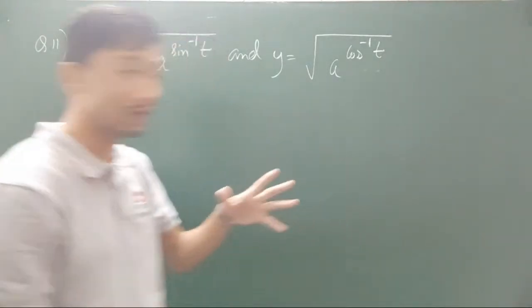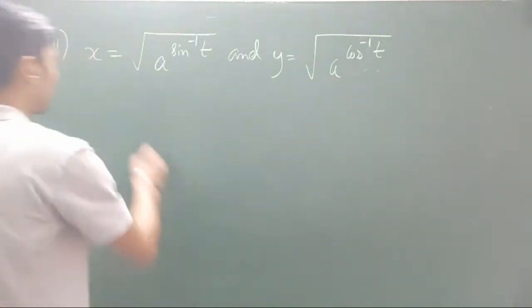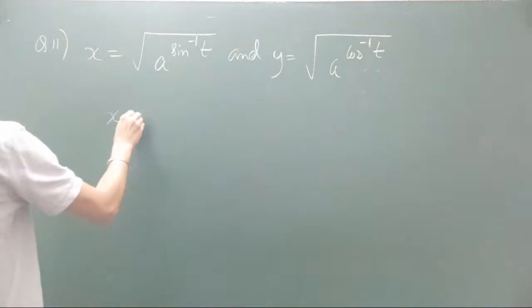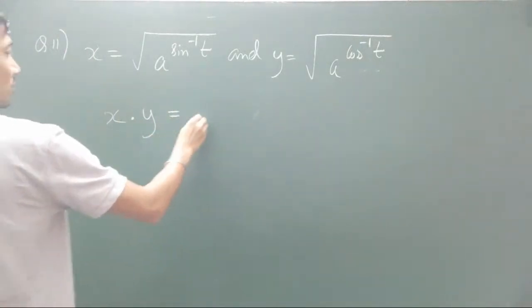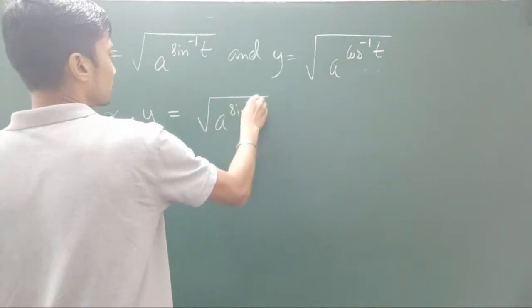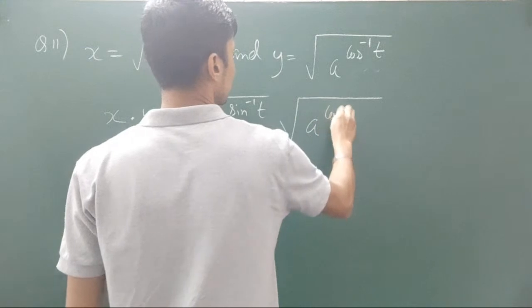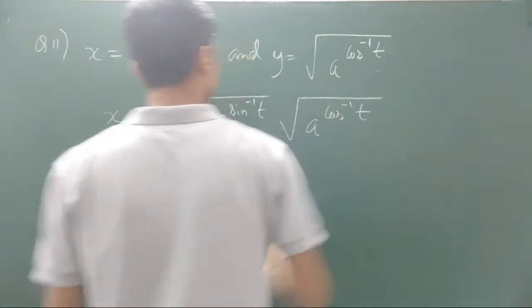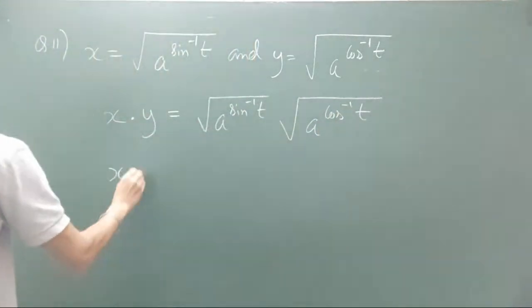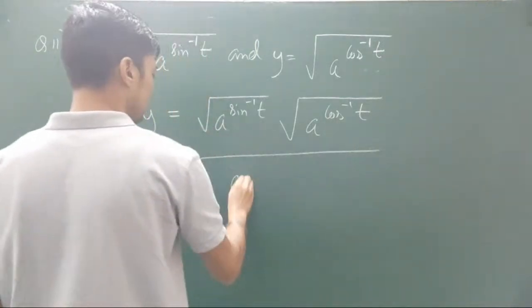So what we will do now is, look here, very interesting question. What I'll do is x into y I will multiply. So what shall I have? So x into y will be under a common root.